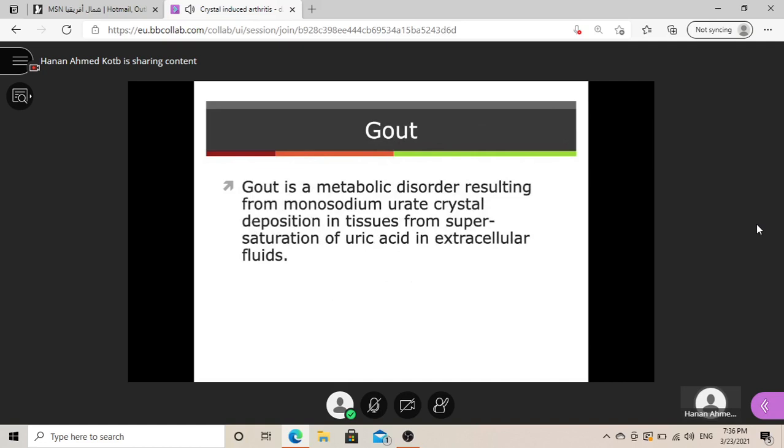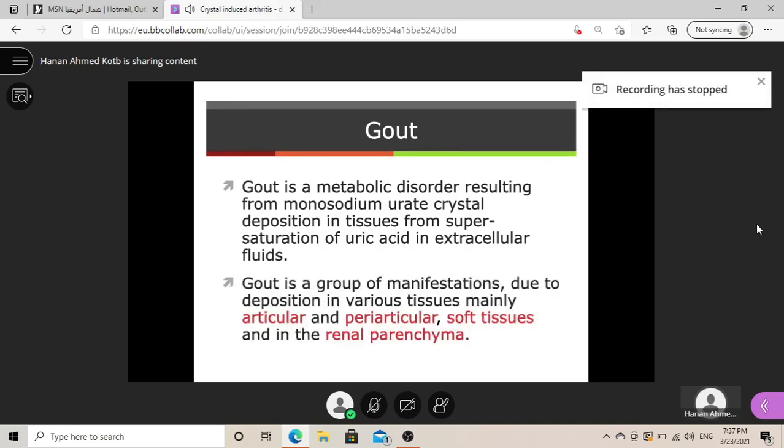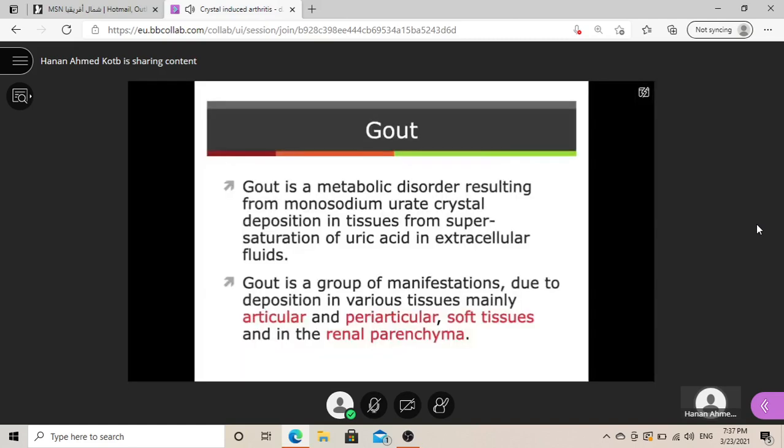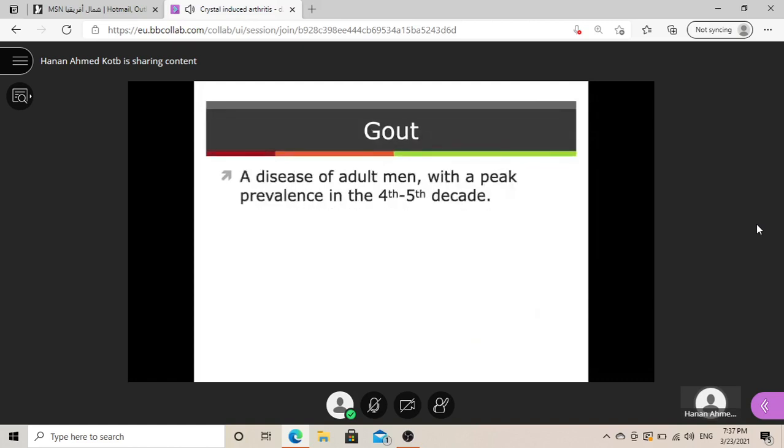So what is gout? Gout is a metabolic disorder that results from monosodium urate crystal deposition in tissues once it becomes supersaturated by uric acid in the extracellular fluids. Gout is not only one thing. Gout is a group of manifestations, and it is mainly due to deposition in various tissues: articular, inside the joints, periarticular around the joints, in soft tissues like the cartilage and under the skin, subcutaneous, in the bones, or in the renal parenchyma.